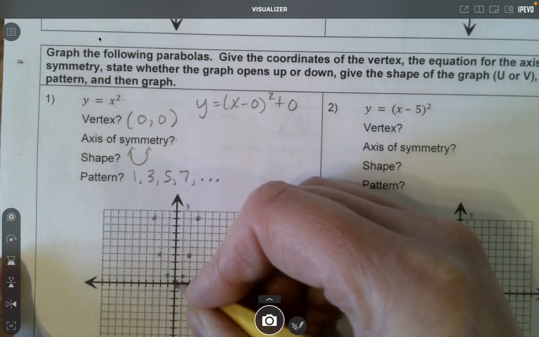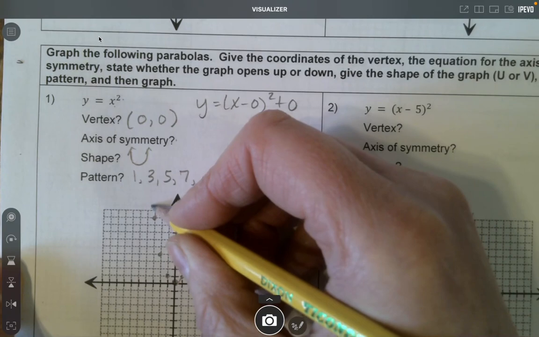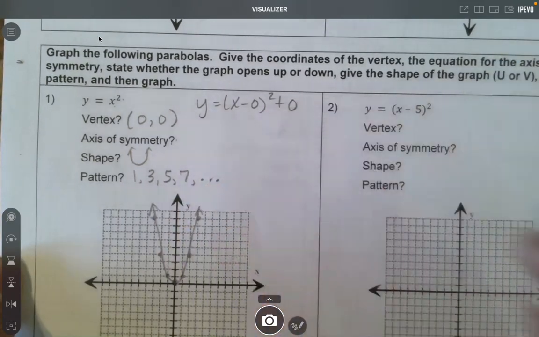I know I'm making this look really easy, and I know it's a lot slower when you graph on your own. So if you have to pause this video, go ahead and do that.